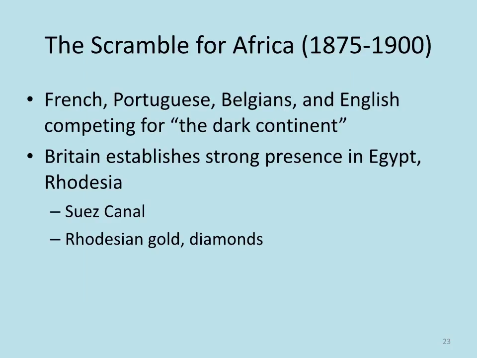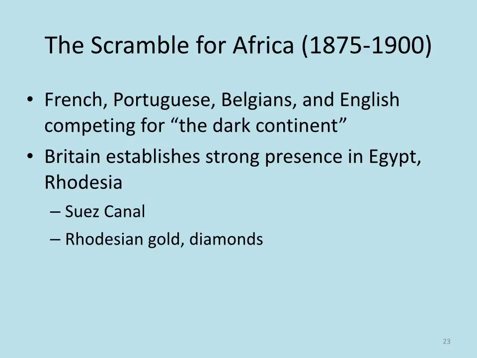Now, the scramble for Africa is going to occur from 1875 to 1900. This is when specifically the French, the Portuguese, the Belgians, and the English are competing for Africa. Now, they're competing for the natural resources as well as a market to sell their goods, kind of like Asia, but we're going to see that Africa is essentially just going to be used for its natural resources.